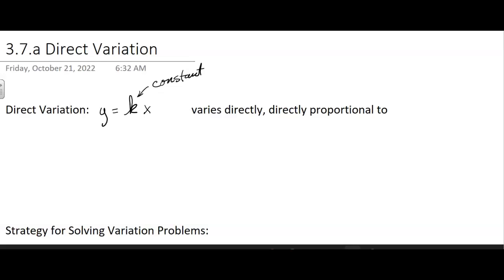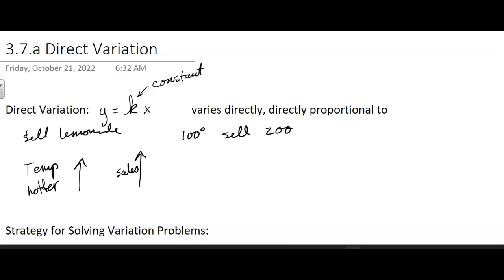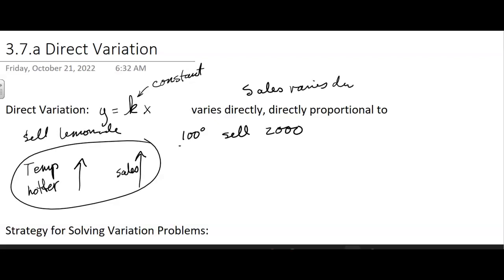So I'm going to give you the example that I usually use in class. Let's say you sell lemonade. You live in the desert, it's hot, people get thirsty. And you find that when the temperature goes up, so as it gets hotter, you find that your sales go up. That's direct variation, okay? So maybe when it's 100 degrees, you sell 2,000 cups of lemonade, something like that. So what that means is, talking about the temperature getting hotter and sales going up, sales varies directly as temperature.